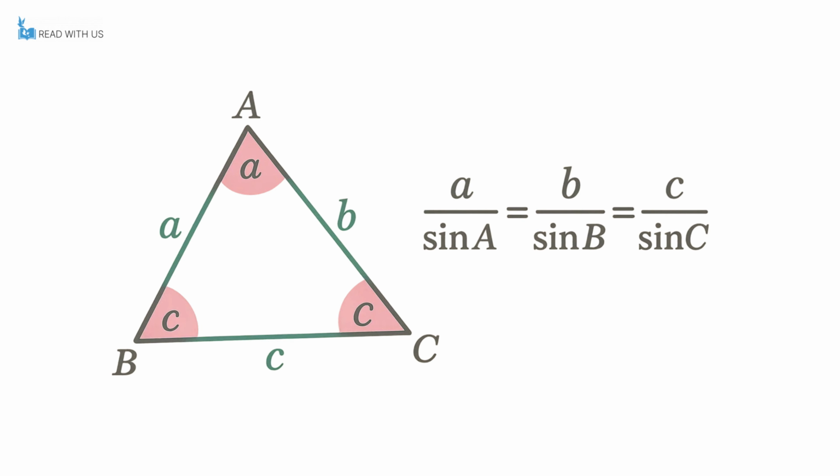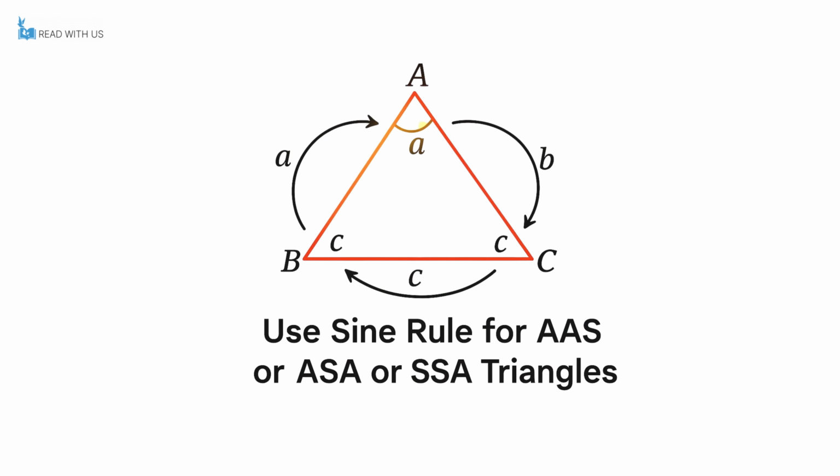by sine C. We can use this rule when we know two angles and one side, or two sides and one opposite angle. It's perfect for non-right angled triangles.